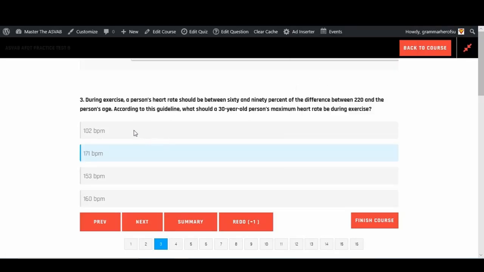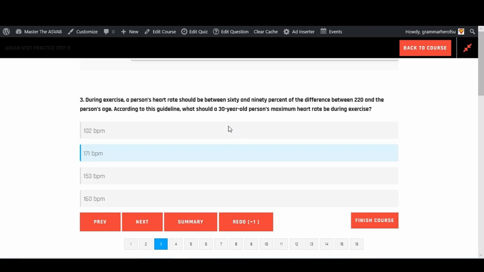Number 3 says, during exercise, a person's heart rate should be between 60 and 90% of the difference between 220 and the person's age. According to this guideline, what should a 30-year-old person's maximum heart rate be during exercise? So, as was the case 2 problems ago, we have to convert this word problem to a mathematical formula, which we can then use to solve the problem.